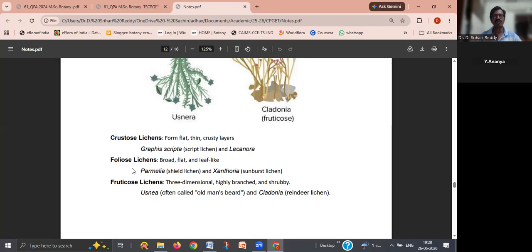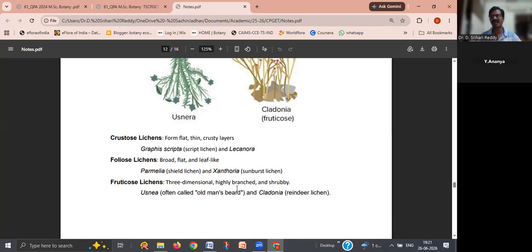Foliose lichens, as already discussed, are broad, flat, leaf-like structures. Examples are Parmelia, whose common name is shield lichen. You have to remember common names also. Xanthoria is called sunburst lichen. These two are examples of foliose lichens. Fruticose lichens are three-dimensional, highly branched and shrubby, and filamentous. An example is Usnea, also called old man's beard.